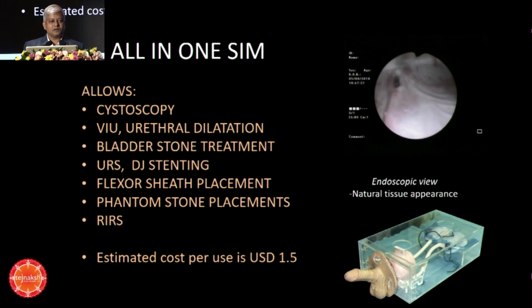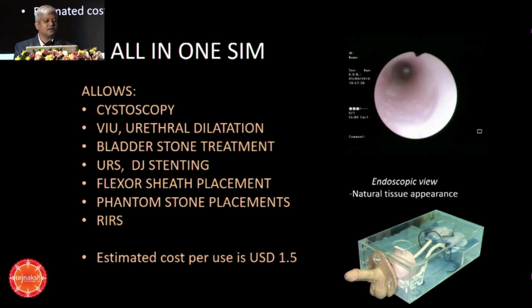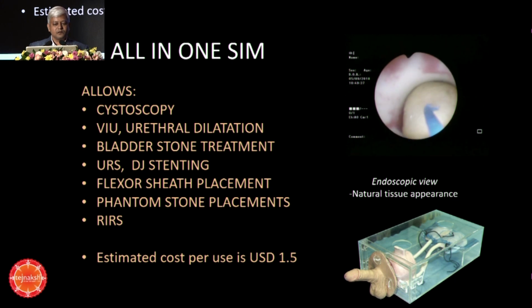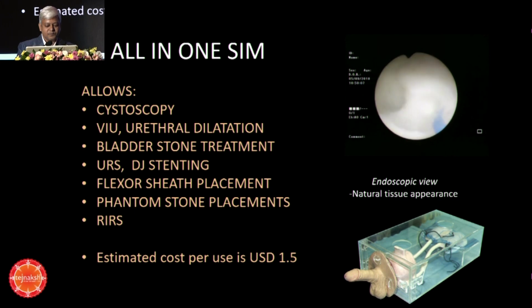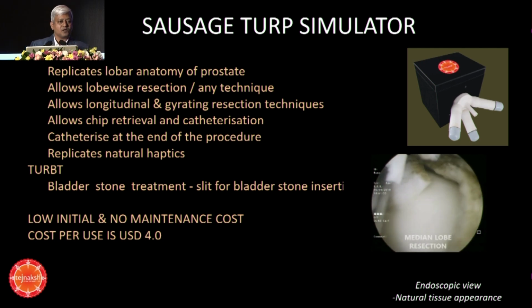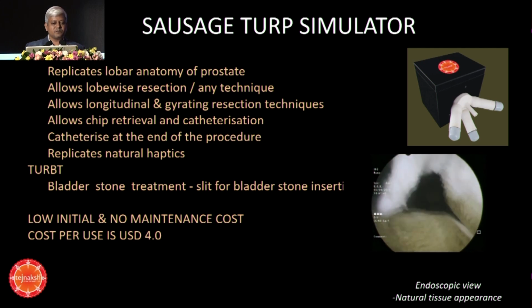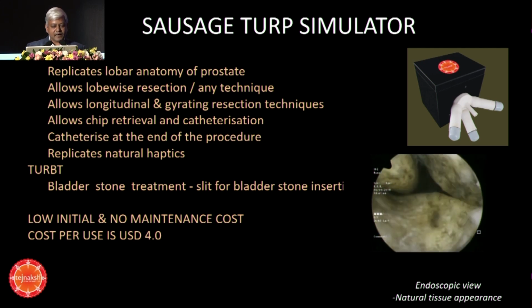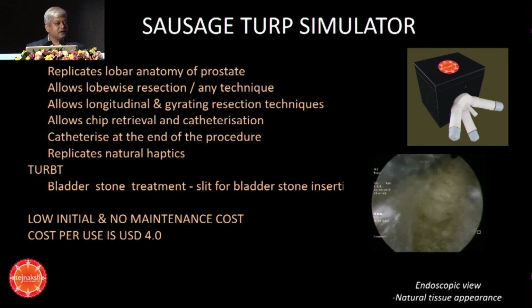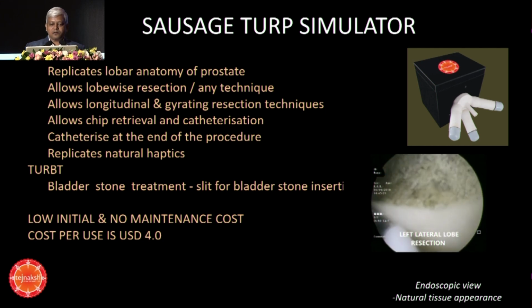For ureteroscopy, there are many available simulators with a high price tag. So we have developed our all-in-one sim, which simulates a real-time patient, and you can practice laser disintegration of the stone, as well as basketing of the stone, cystoscopy, and other procedures. For TURP, we have virtual reality models available. We have made our own chicken sausage-based TURP simulator that simulates the real tissue feel, and the other procedures can also be taught on the simulator.